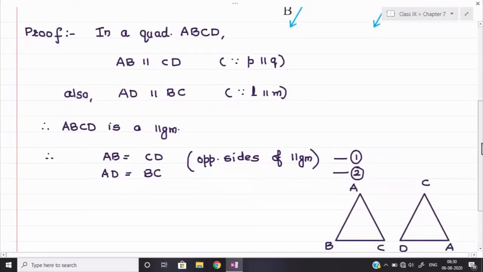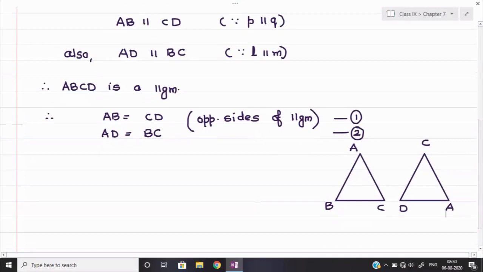Now in these two triangles, let us see what is given equal. First of all, look at equation number 1: AB and CD are equal. I will mark here this side AB and this side CD. So in the two triangles, one corresponding pair of sides is equal. Similarly, look at the second equation: AD and BC are equal. Observe AD is lying here.